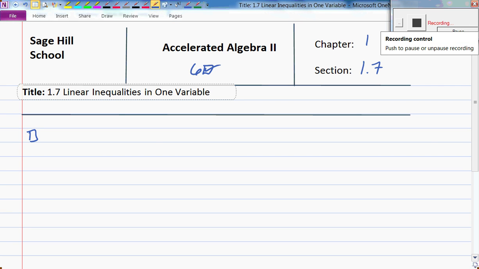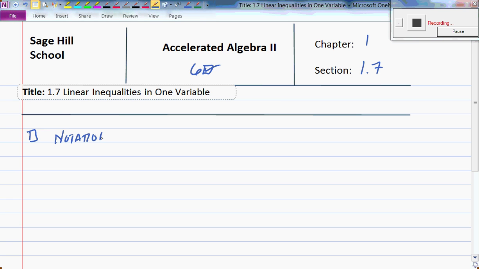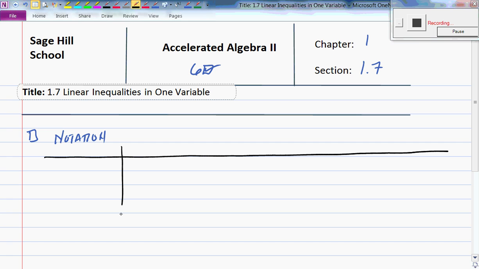Inequalities in one variable. So here's what we're going to do. We're going to start off talking about some notation, all right? So I'm going to set up a little grid for you, and we're going to fill in these little boxes and see how these things relate to each other in terms of inequalities and notations. So first, I'm going to give you an interval.